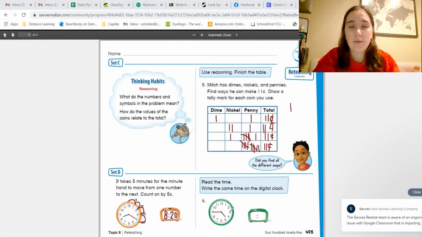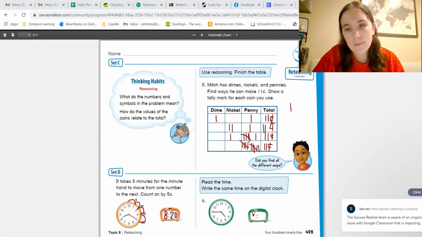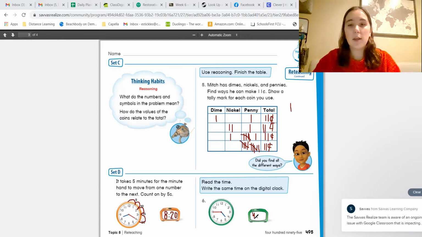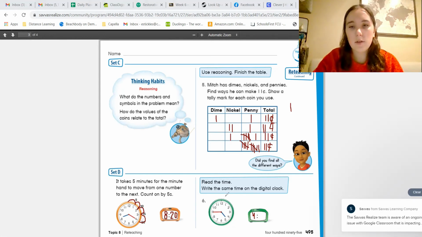Okay, let's take a peek. So we need to figure out the hour hand first. I'm looking. I see my hour hand is after the 4. So that means we are in the 4 o'clock hour. And then to figure out my minutes, I need to count on by fives to go all the way around my clock until I get to my minute hand. And that's going to tell me how many minutes after the hour. So 5, 10, 15, 20, 25, 30, 35, 40, 45. So it is 45 minutes after 4. So that means our time is 4:45.